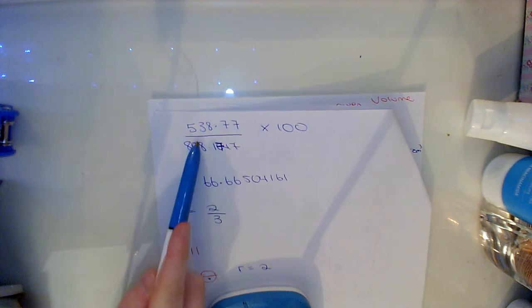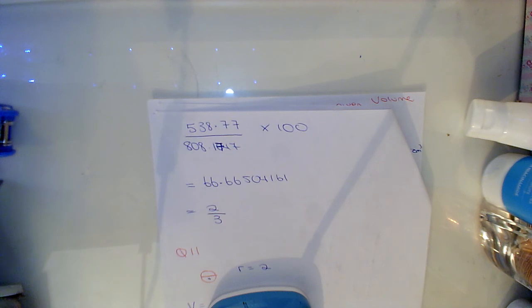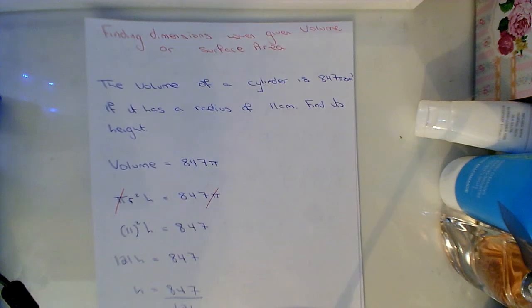Okay, so today I'm going to go through finding dimensions when given volumes or surface area. This is page 285 in your books. So what I have here is the volume of a cylinder is 847 pi centimetres cubed. If it has a radius of 11 centimetres, find its height.